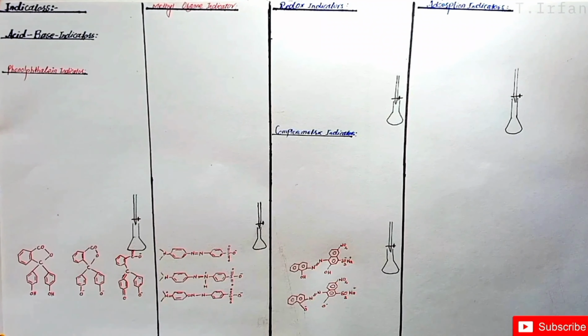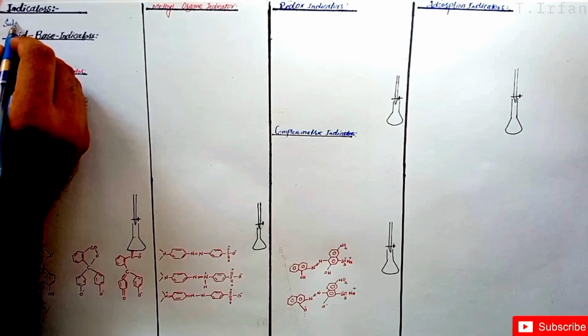Hi, in this video we are going to discuss indicators. Imagine a special chemical that behaves like a detective. This detective does not speak, does not fight, it changes color to reveal secrets about liquid by changing its color. This detective is called an indicator.